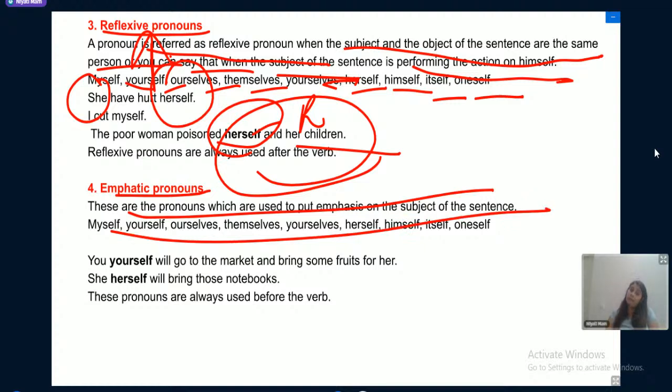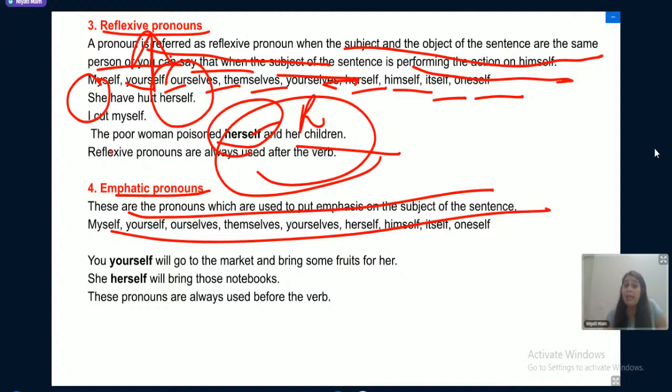You yourself will go to the market and bring some fruits for her. You will go to the market and bring some fruits for her is a very common thing. You yourself will go to the market and bring some fruits for her is emphatic: only you can go, nobody else can go in that case. She herself will bring those notebooks. Okay, she will bring those notebooks, she herself will bring those notebooks. No difference, only to emphasize.